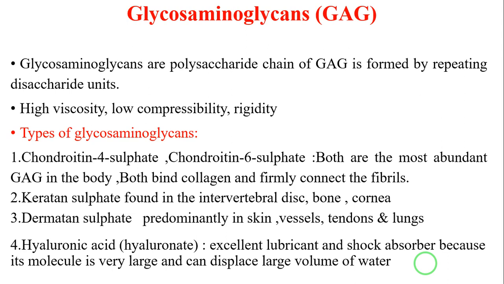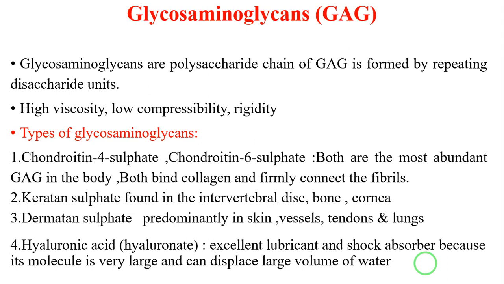We have dermatan sulfate, which is mainly found in the skin, lung, and tendon. Also, we have hyaluronic acid, heparin, and heparan sulfate. Glycosaminoglycans are characterized by being negatively charged molecules, and by being negatively charged and having an extended conformation, this leads to a high viscosity of these molecules. When we put them in any solution, it will give the solution a high viscosity.